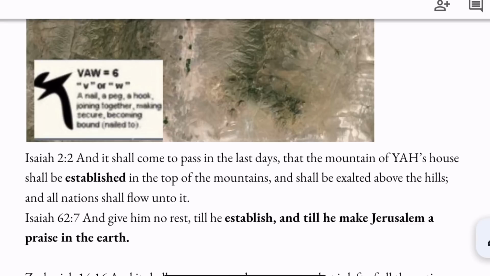Isaiah 2:2. And it shall come to pass in the last days that the mountain of Yahuwah's house shall be established in the top of the mountains, and shall be exalted above the hills, and all nations shall flow unto it. Isaiah 62:7. And give him no rest till he establish and make Jerusalem a praise in the earth.